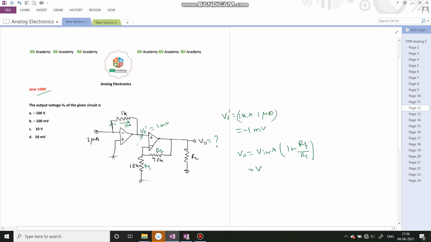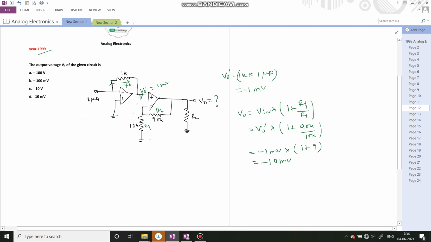V in is V0 dot times 1 plus RF, given as 90k, by R1, given as 10k, right? Now the value will be: V0 dot is 1 millivolt times 1 plus 9, equal to minus 10 millivolt. Okay, so the output voltage V0 will be minus 10 millivolt, right?